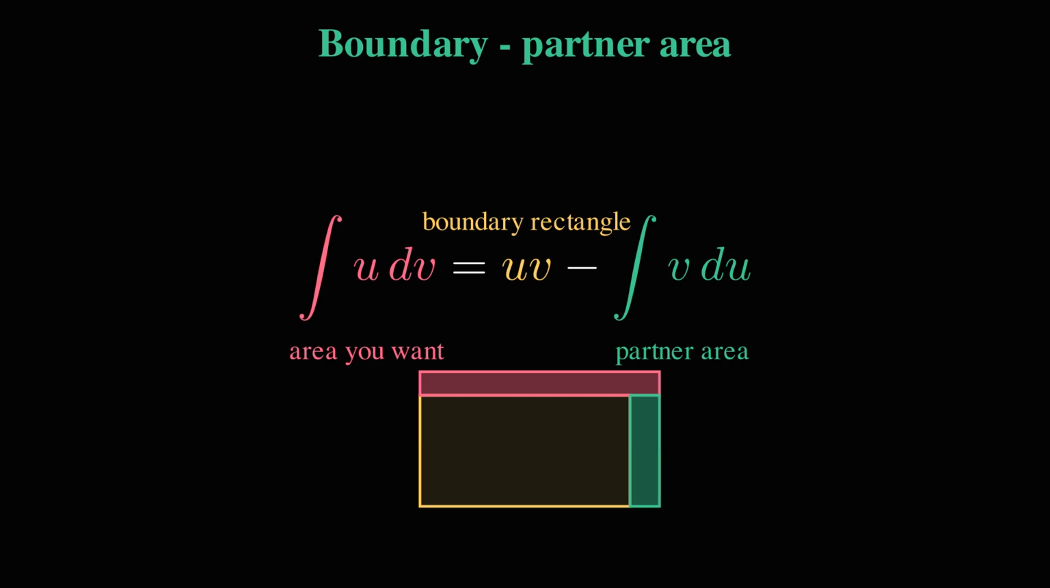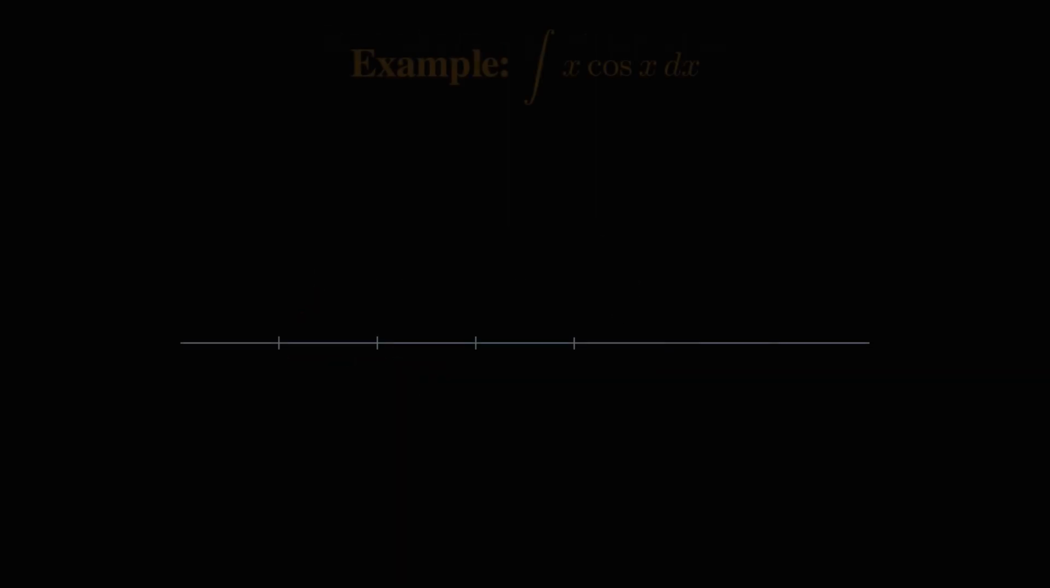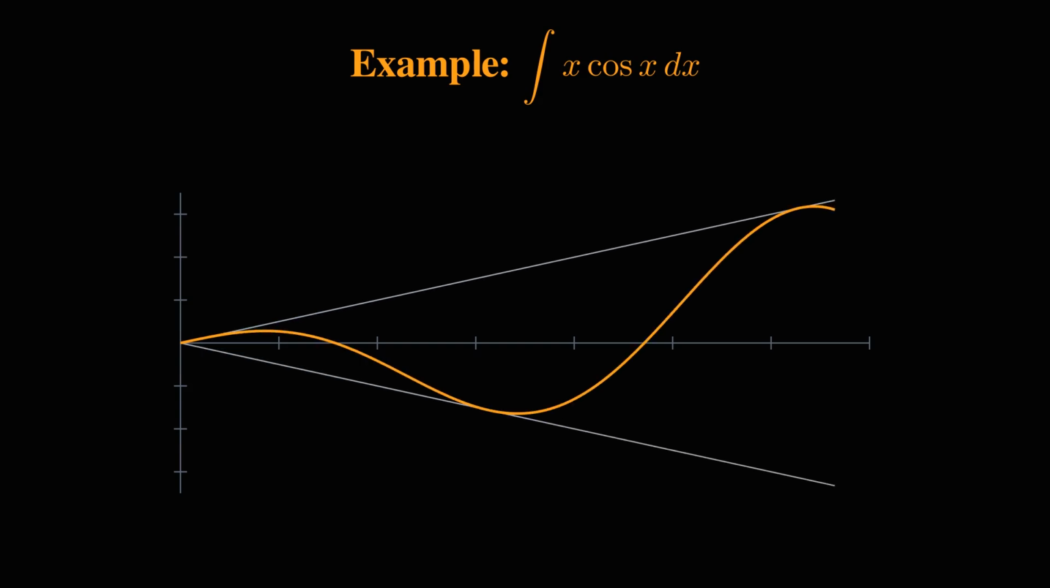Let us work through a classic example, the integral of x times cosine x dx. Here the x part is a slowly growing height label. The cosine part is the motion that creates a sine curve when accumulated. Choose u equals x, choose dv equals cosine x dx, then du equals dx, and v equals sine x. The boundary rectangle becomes x sine x. The leftover partner area becomes the integral of sine x dx.